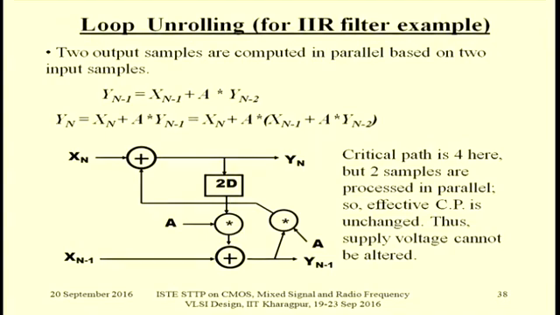2 output samples are computed in parallel based on 2 input samples. One is x(n-1), the other is x(n). So what do you get? This. Critical path is 4 here, but 2 samples are processed in parallel. So the effective critical path is unchanged. Supply voltage cannot be altered. So you question, is it useless?